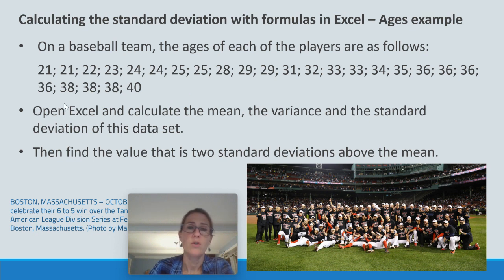Let's go back to the Excel sheet, and we're going to do the mean, the variance, and the standard deviation of the data sets. Then we want to find the value that is 2 standard deviations above the mean. Remember, the empirical rule tells us that about 95% of our data, a little bit more, lies usually within 2 standard deviations from our mean.